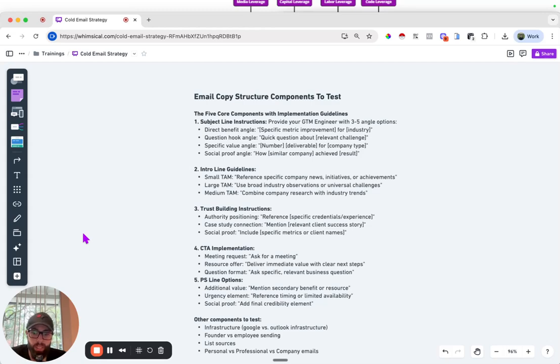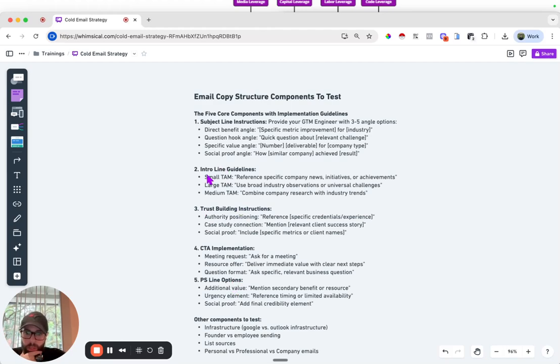Now, once the prospect has clicked into the email, they'll be able to see the intro line. Then they'll typically skip over to the call to action. Then if they like what they see, they'll read the trust building lines in the middle. They'll look at your value proposition that's included. And then finally, they'll look at your PS lines.